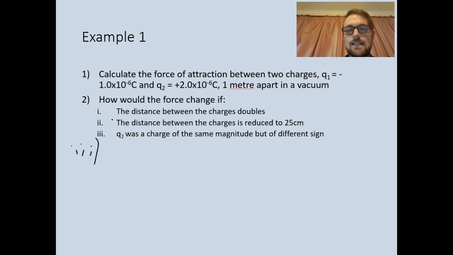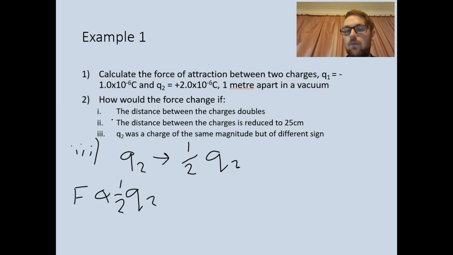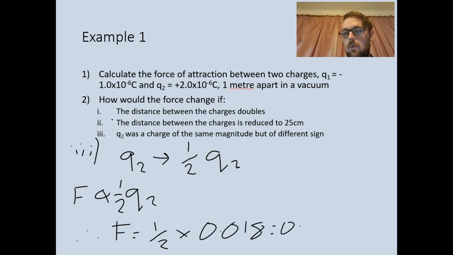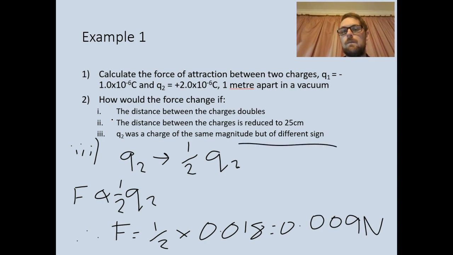So part 3 says, what would happen if Q2 was the same as Q1. So Q2 becomes half Q2, because at the moment it's 2 and it goes to 1, and it also changes sign. Our force is directly proportional to Q2, so if that becomes half, our force becomes half as well. Therefore, our force equals half times 0.018, which equals 0.009 newtons. Now, we've got a different sign, so now they'll both be negative. Therefore, this will be a repulsive force, and we need to make sure we write that. Okay, thank you.